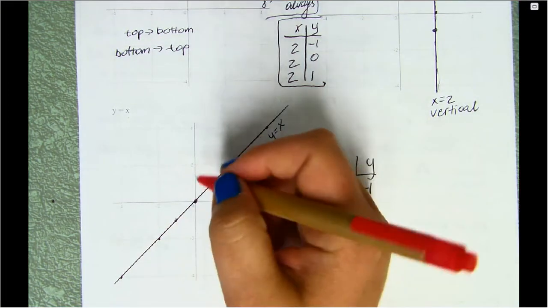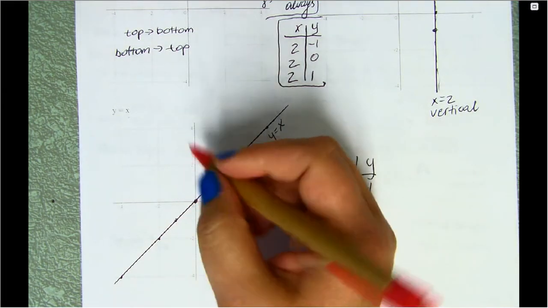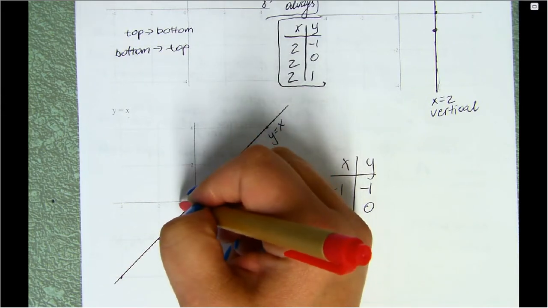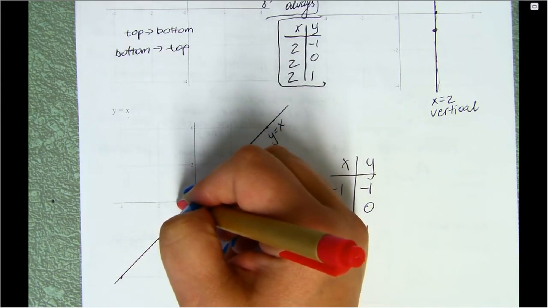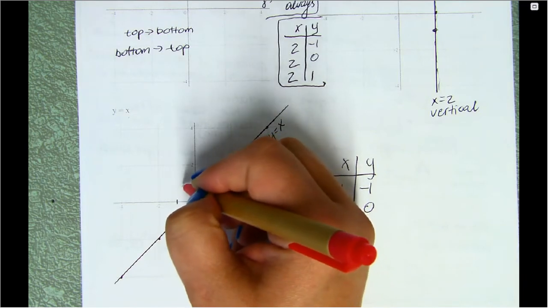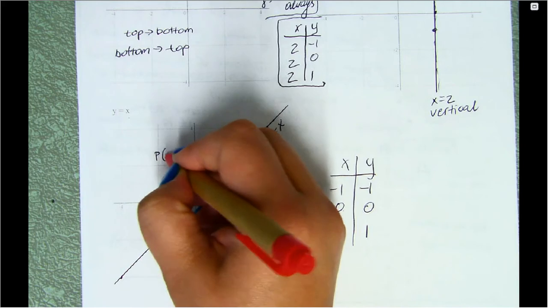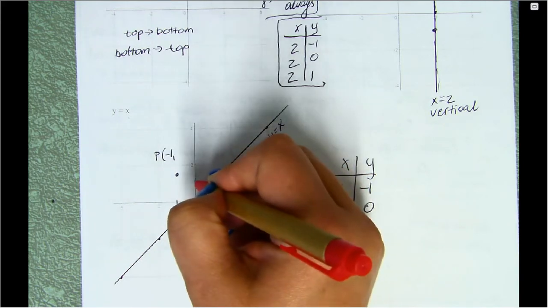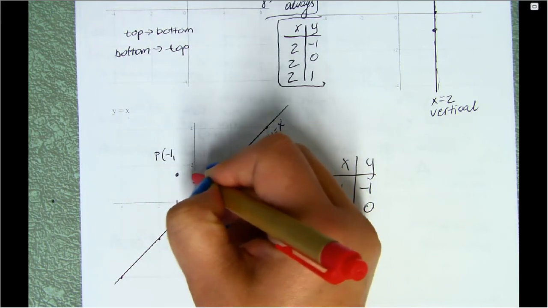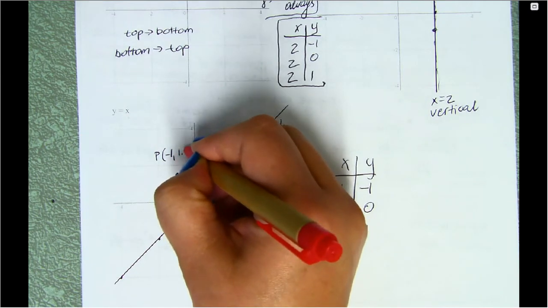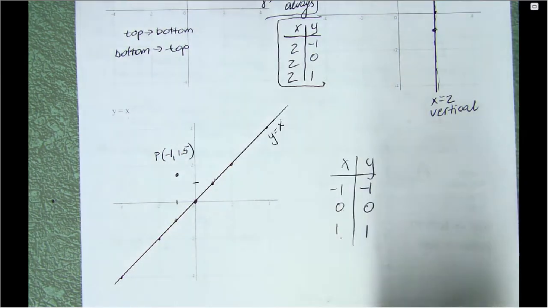Okay, let's pick the point. Let's make it a little bit harder. Let's say it's going to be -1, and let's make it here. So that point P is actually -1, and if this is 1, this is a 1.5. Okay. All right, how do I do that? How do I reflect it over the line?